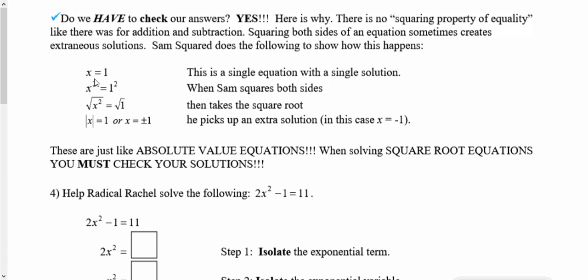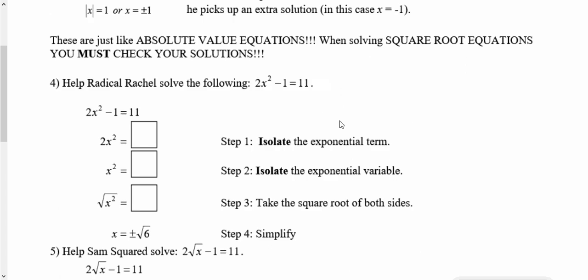If I have x equals 1 and I square both sides, I get x squared equals 1 squared. So now when I square root both sides, I get the square root of x squared equals the square root of 1. Well, also, whenever I square root both sides, I always need to put a plus or minus with it. So that means I could possibly have two answers, because if I have x squared equals 1, then x could equal positive or negative 1. So just like with absolute value equations, when you solve square root equations, you have to check your answers, because sometimes you pick up an additional answer.